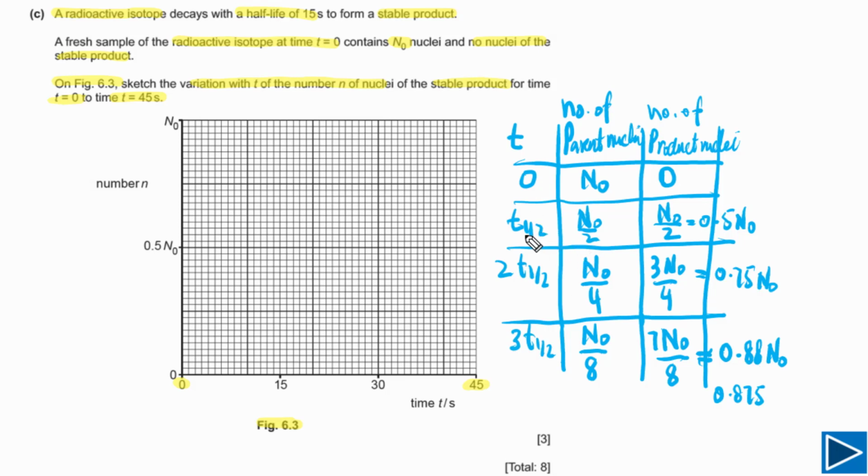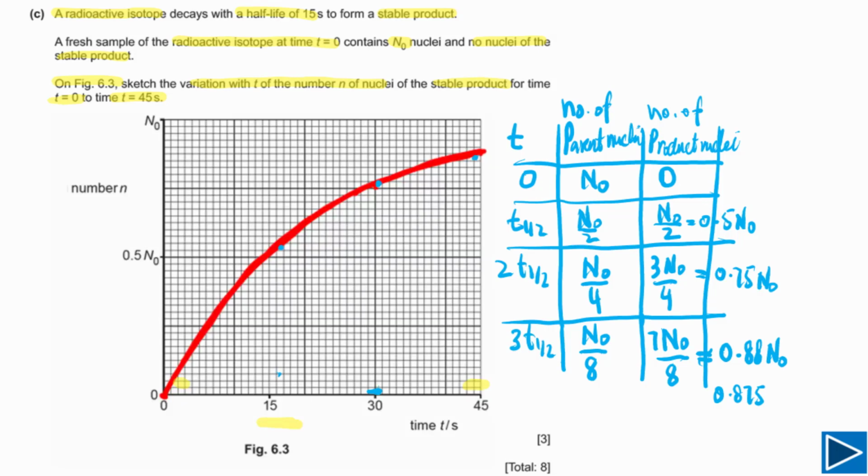It tells us after 1 half-life, means after 15 seconds, this becomes half, so this will be here. And after 2 half-lives, this is 0.75, so this will be here. And after 3 half-lives, this will be 0.88, so that will be around here, 0.88. And then we just simply need to sketch. Let me show you how you can sketch the graph. This is how you need to sketch.